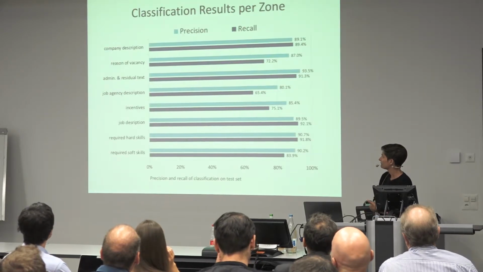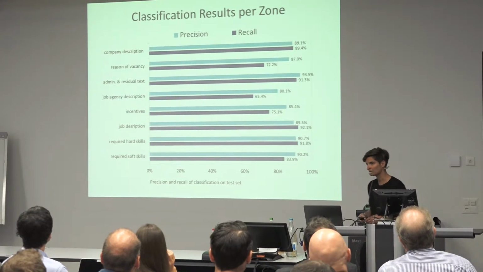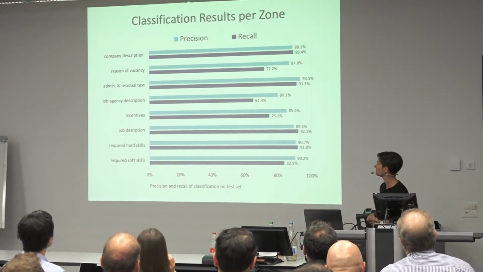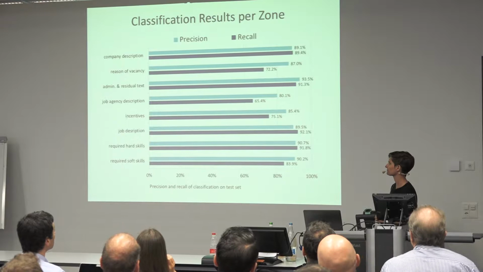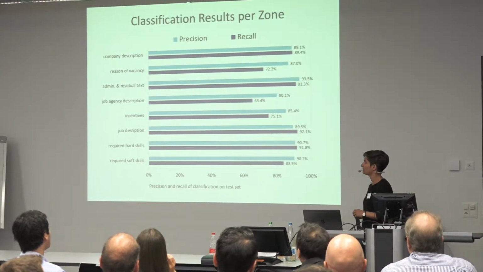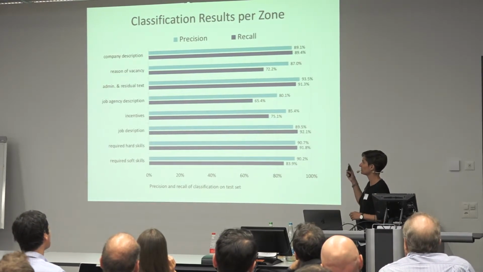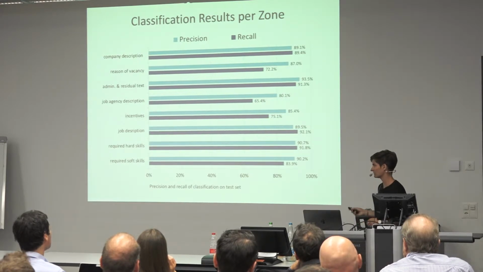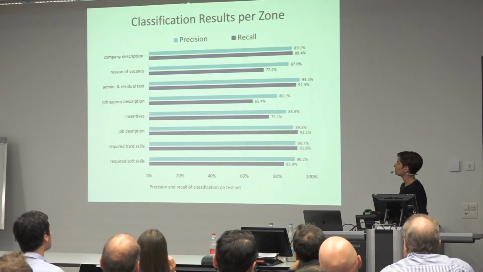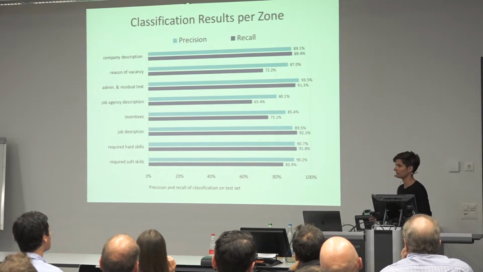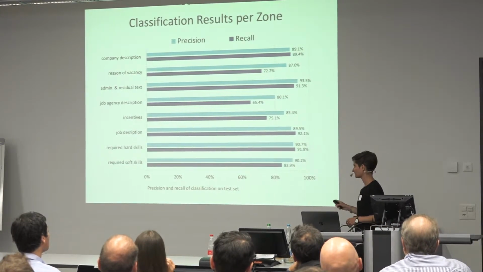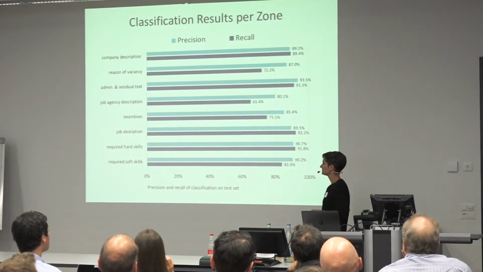And so far, I've only been talking about global accuracy. Here you can see now evaluation for the single zones. So for the most important zones, the company description, job description, hard and soft skills, both precision and recall vary around 90%, except from the required soft skills, where recall is somewhat lower.